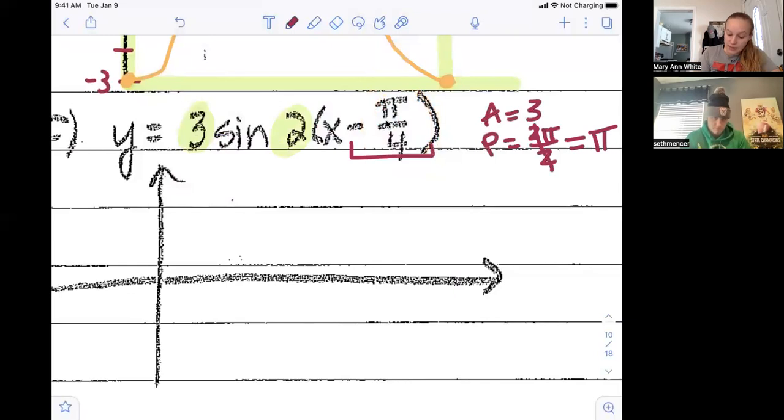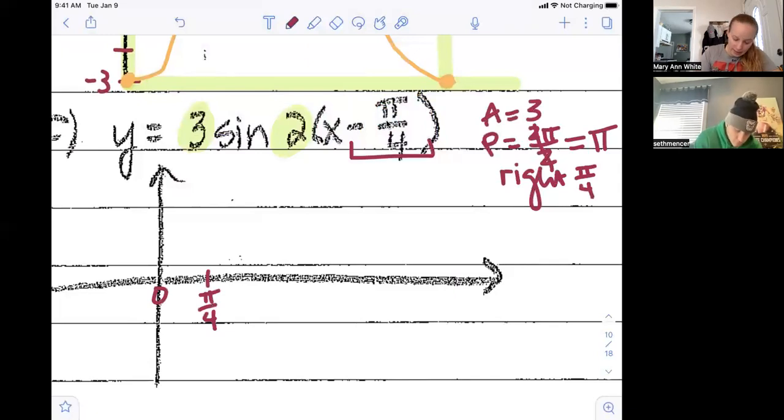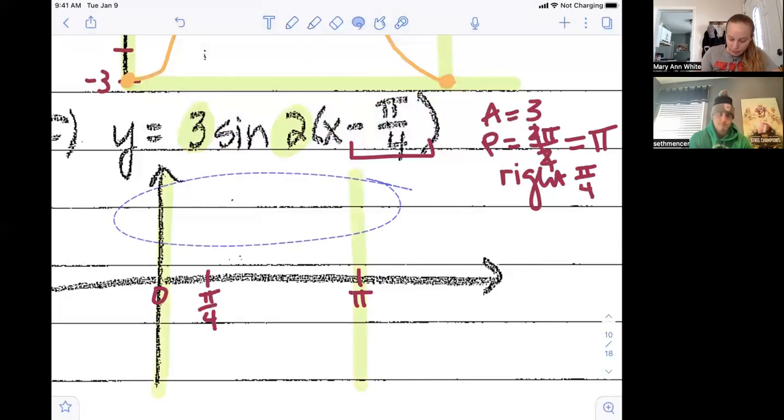The only difference now is I have x minus pi over 4. And so that means I'm going to go to the right pi over 4 units. So that means I'm not starting at 0. I'm actually starting at pi over 4. Okay. Now, normally I label like 0 to pi, but we're not going to go from 0 to pi. We're going from pi over 4 to something past pi.